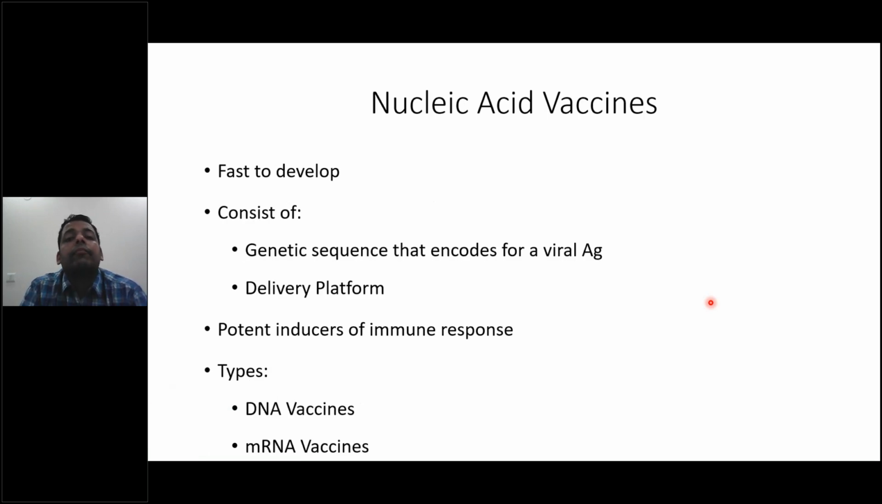Now next are what we call the nucleic acid vaccines. These are again fast to develop. They consist of the genetic sequence that encodes for the viral antigen, and they also have a delivery platform with it. They are again potent inducers of the immune response. There are two types of nucleic acid vaccines. They may be either DNA vaccines or mRNA vaccines.